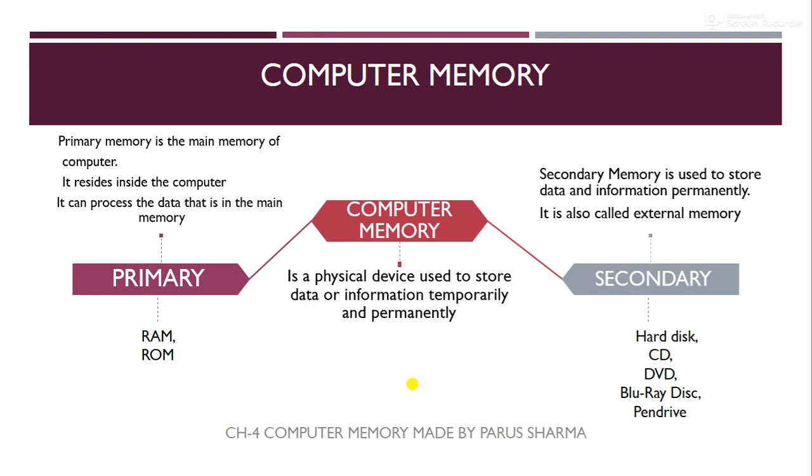Now, how is computer memory classified? It has two parts: primary memory and secondary memory. Primary memory is the main memory of the computer. It resides inside the computer and can process the data that is in the main memory. That is RAM and ROM. The memory which is inside the CPU, that is RAM and ROM, is called primary memory. The secondary memory is a device we use to store data permanently, like CDs, pen drives and hard disks. These are all secondary devices. The first device we use to store data in a computer, which is inside the computer, is called primary memory.